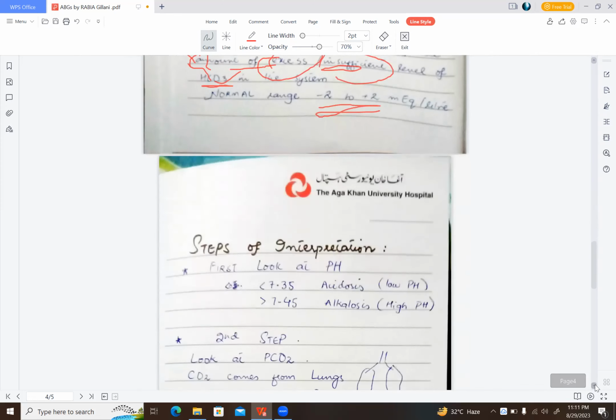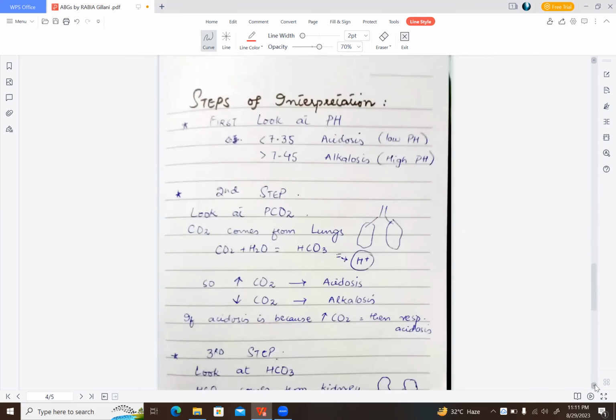Now, how you interpret? Now we are coming towards the real question. How you interpret in exam? What are the steps? First of all, you look at the pH. If it is less than 7.35, then it is low pH and you call it is acidosis. If it is more than 7.45, then it is high pH and you call this alkalosis. So you label it as acidosis or alkalosis. This is the first step.